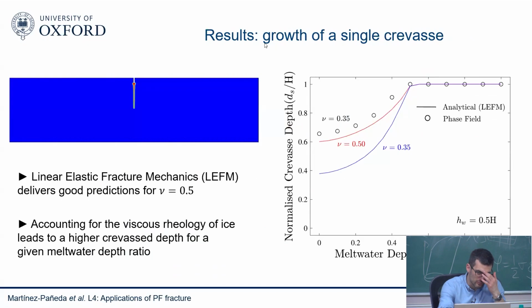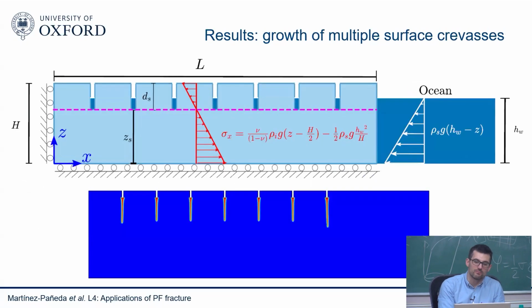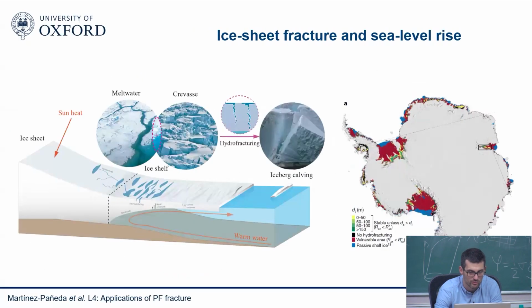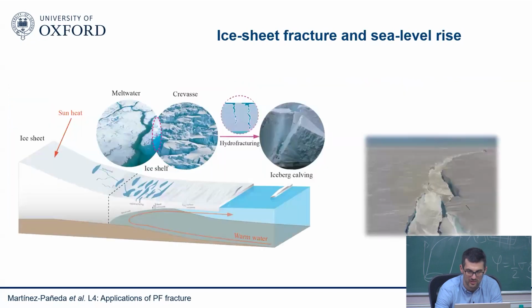This is fine, but we didn't need phase field for this. Linear elastic fracture mechanics did a good job. So the idea now is, what can we do to go beyond this, right? What can we use the phase field for? One is that we may want to see how multiple crevasses interact. Reality is much more complicated than a single crevasse. You can see it here, multiple crevasses interacting with each other. So reality is much more complicated than this.